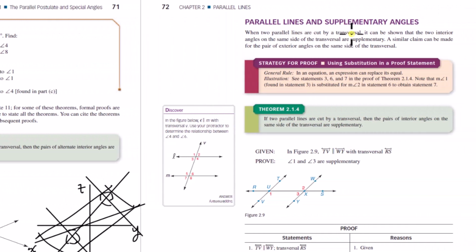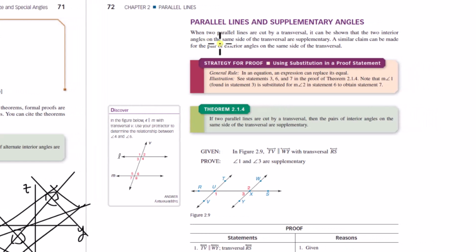Parallel lines and supplementary angles. When 2 parallel lines are cut by a transversal, it can be shown that the 2 interior angles on the same side of the transversal are supplementary. A similar claim can be made for the pair of exterior angles on the same side of the transversal. Okay. So here's just a strategy for a proof. We're not going to look at that.